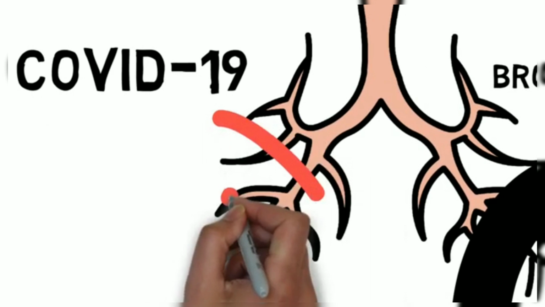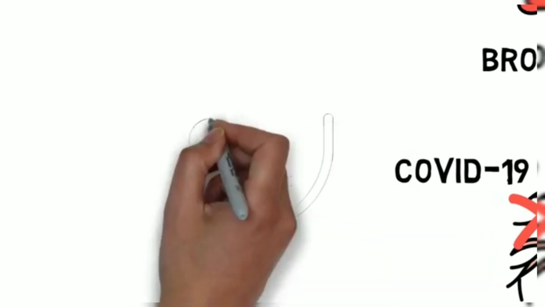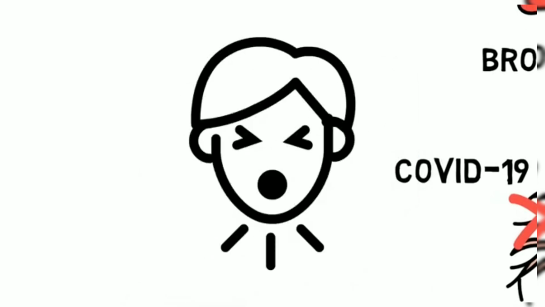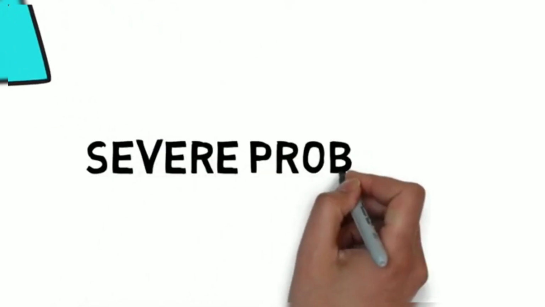When we contract COVID-19, the lining of the respiratory tube becomes damaged, irritating the nerves in the lining of the airway and causing the dry cough we've heard about. However, for a small number of people, the infection can cause more severe problems by affecting what's known as gas exchange.